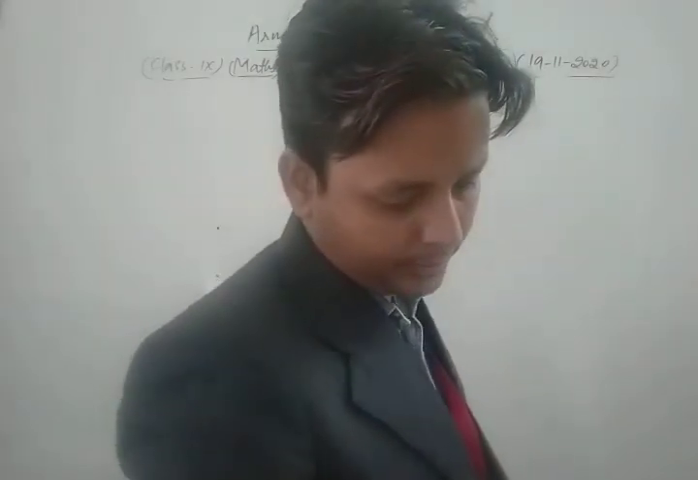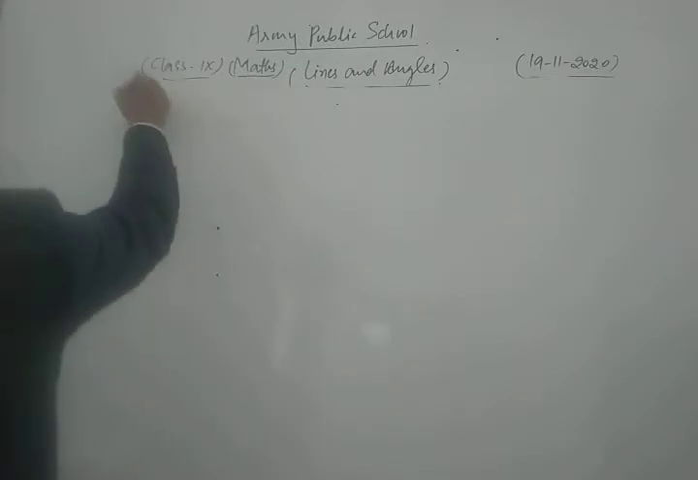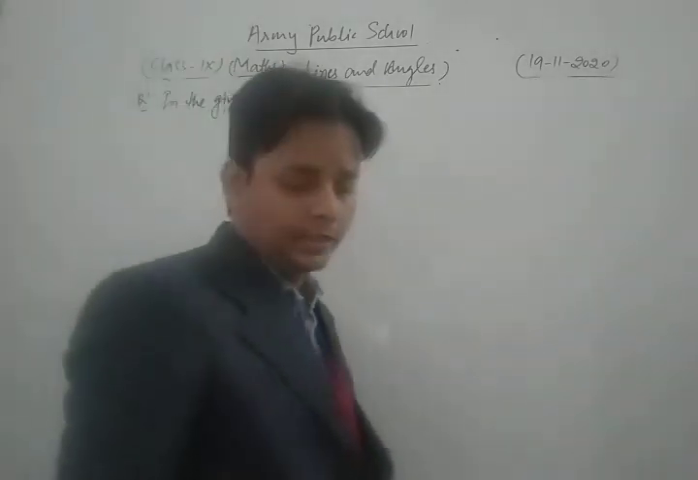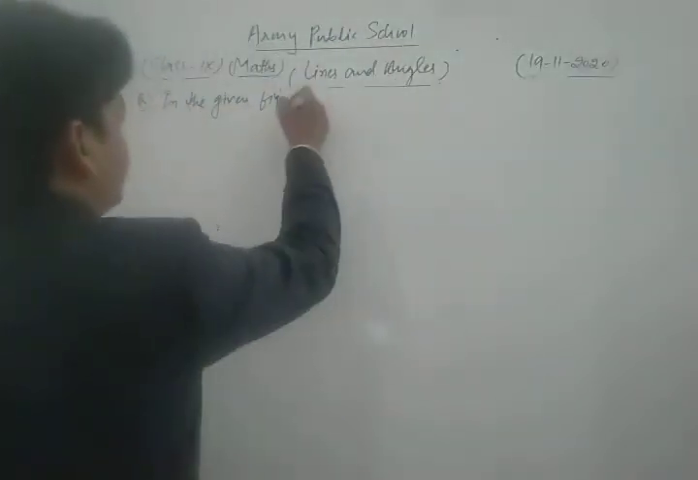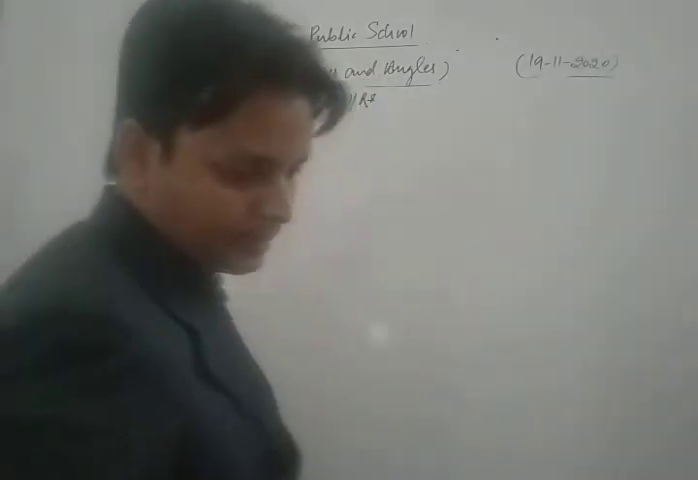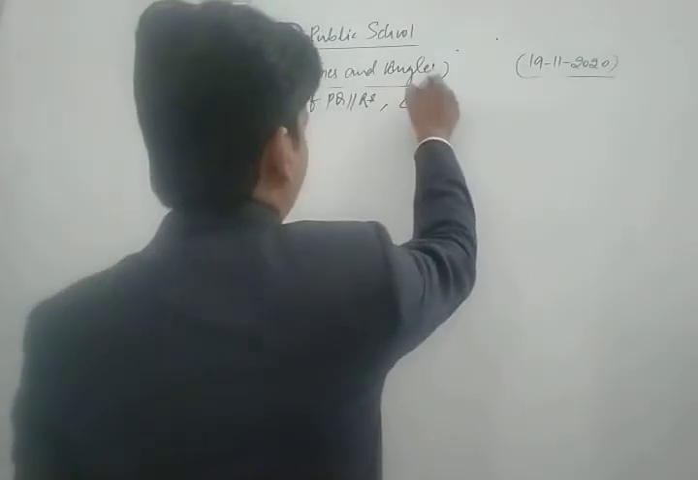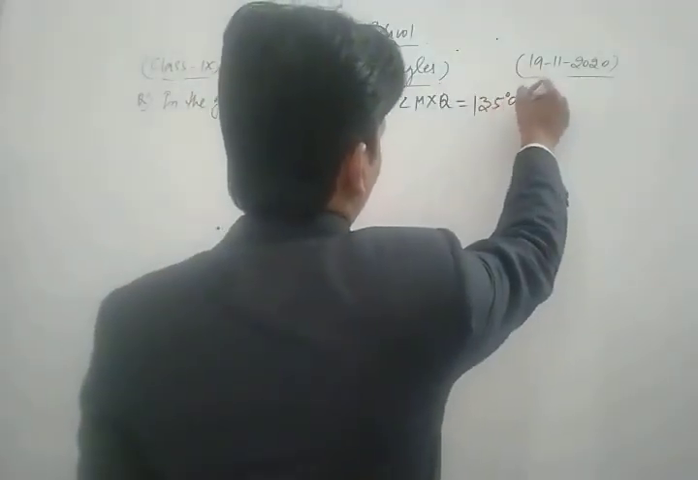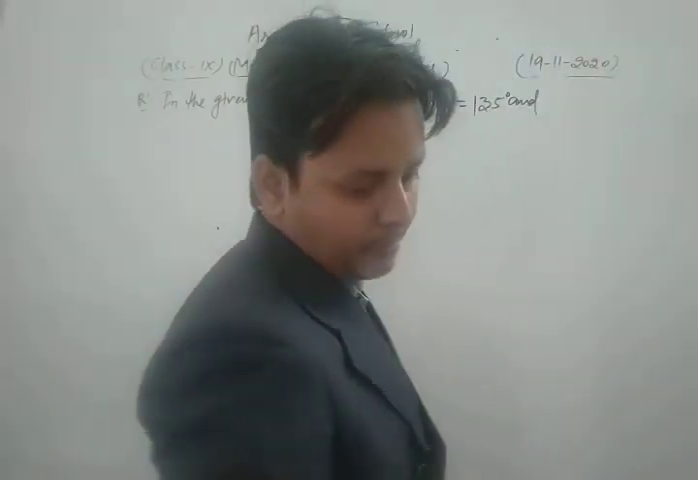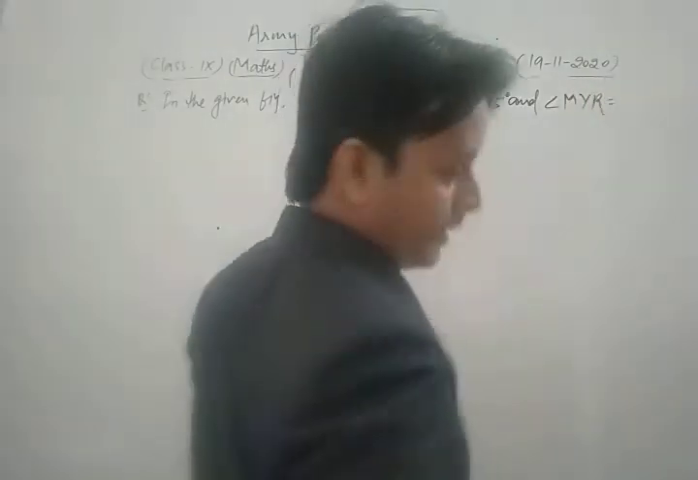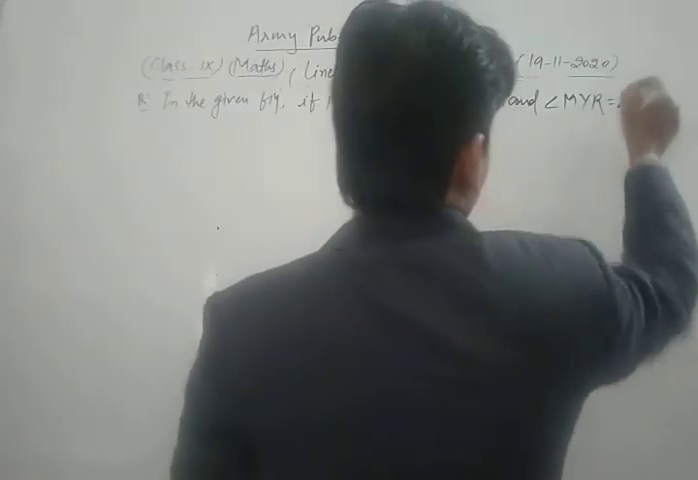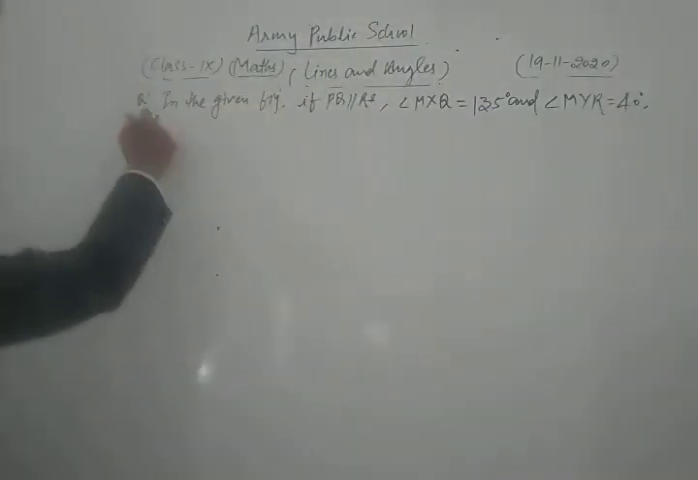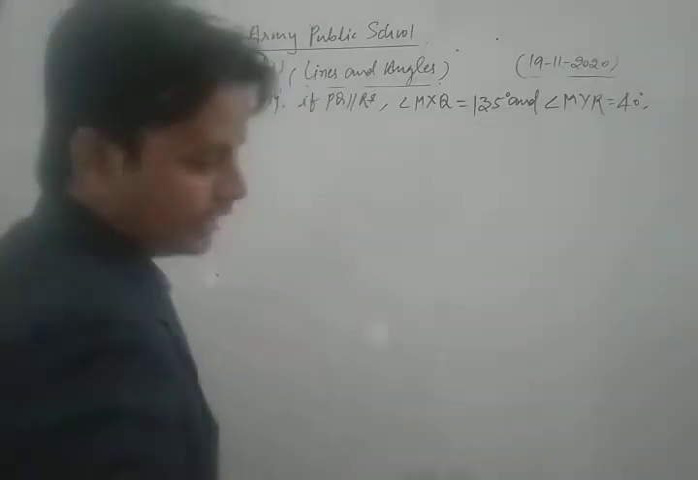Now, let's see a question and solve it. In the given figure, dear friends, if PQ is parallel to RS, angle MXQ is equal to 135 degree, and angle MYR is equal to 40 degree. Find angle XMY.